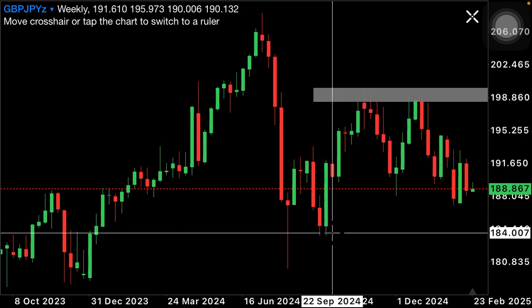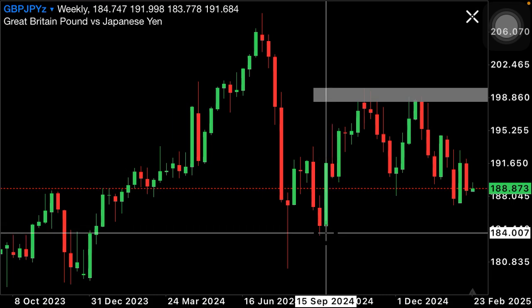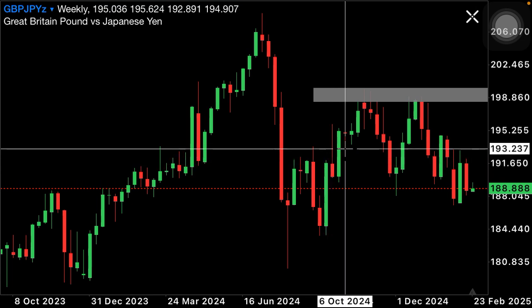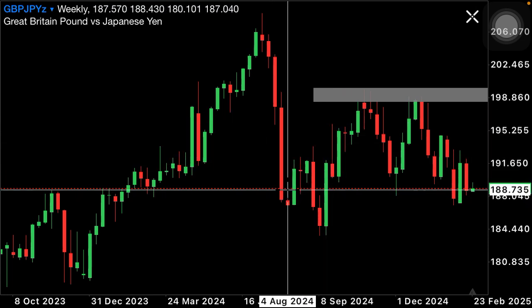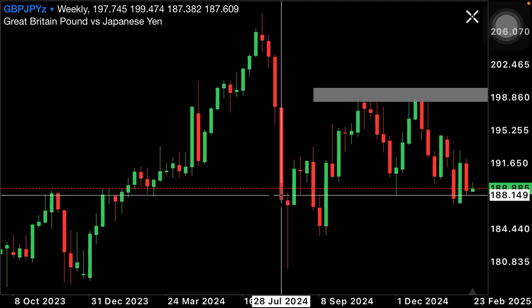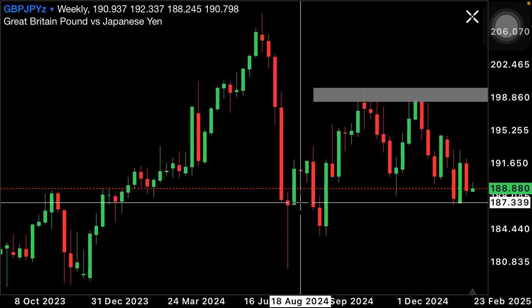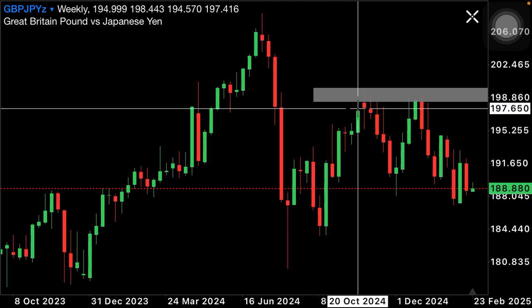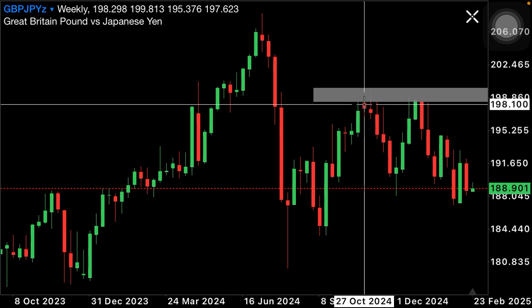Price started going up from this point here, filling all this weekly fair value gap. There's this weekly fair value gap. This is a high probability fair value gap, so price started filling it, completed the gap to create a balance.